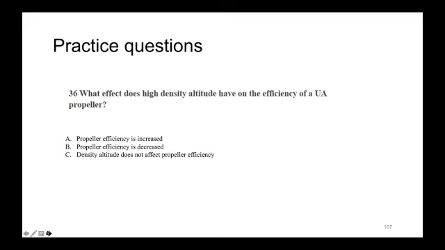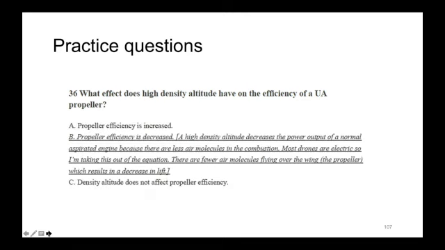What effects does high density altitude have on the efficiency of a UA propeller? In this case, we are talking about rotary. So we talked about this, the higher you go up, what happens? And then the lower you get, what happens? A, B, or C? High density altitude. A, B, or C? The correct answer is A.